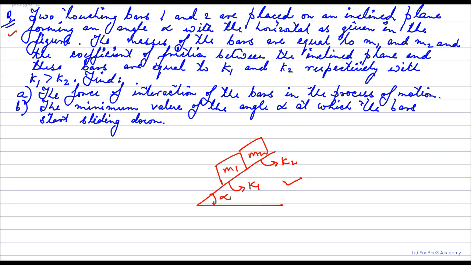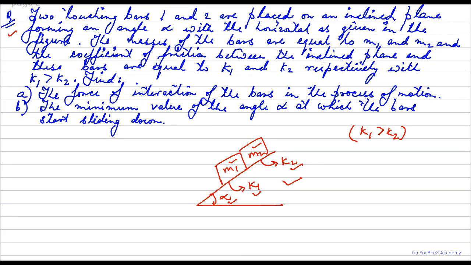I have been given an inclined plane which makes an angle of alpha with the horizontal, and there are two bars of masses m1 and m2. The coefficient of friction between the bar of mass m1 and the inclined plane is k1, and that of the bar of mass m2 and the inclined plane is k2. I have been given the condition that k1 is greater than k2. I need to find out the force of interaction between the bars in the process of motion.